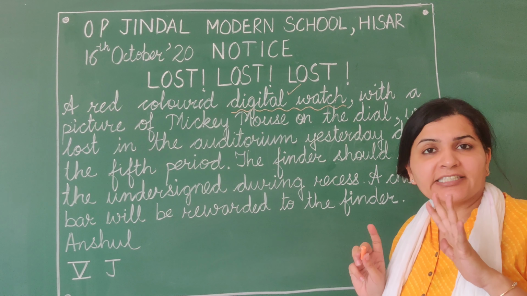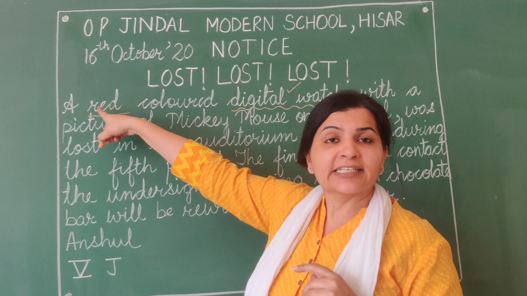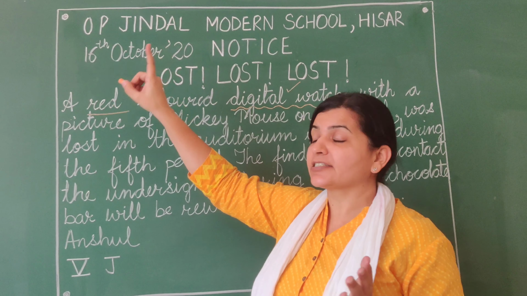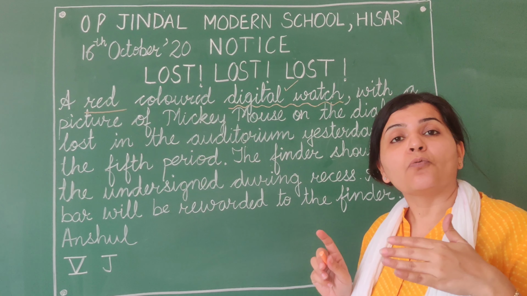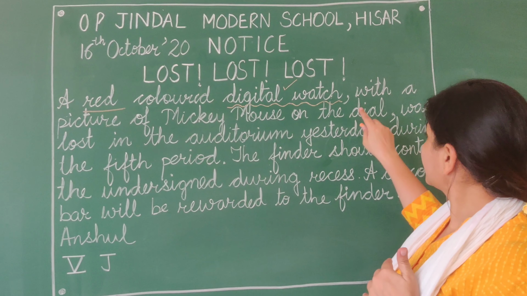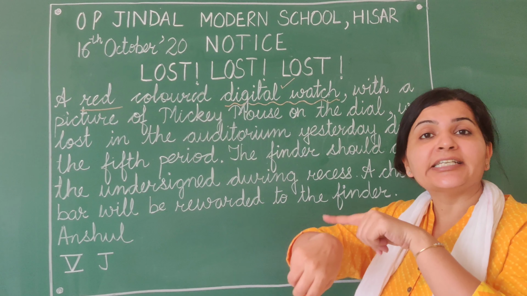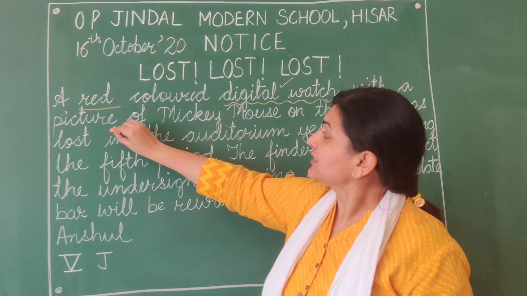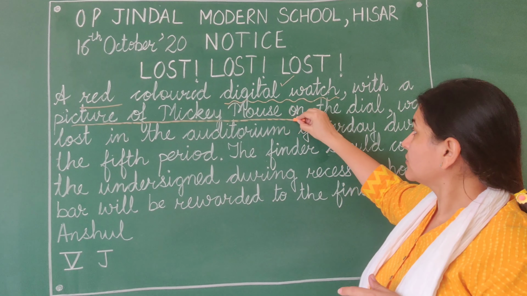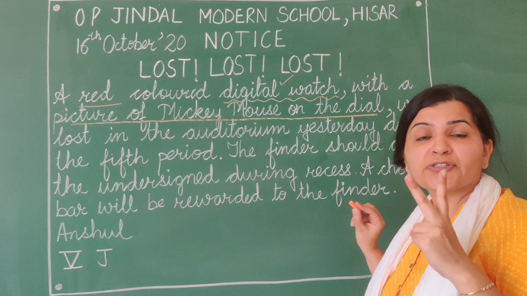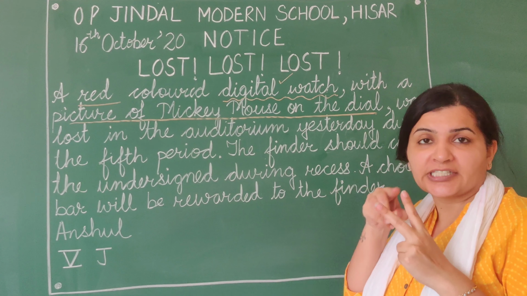Second, the identification. So here I have already mentioned one, a red color. So the watch is red in color. Then we have also written one more identification, which is it has a picture of Mickey Mouse on the dial. So this is another identification we have for the watch. So 2 value points we have included: what you have lost and how does it look.